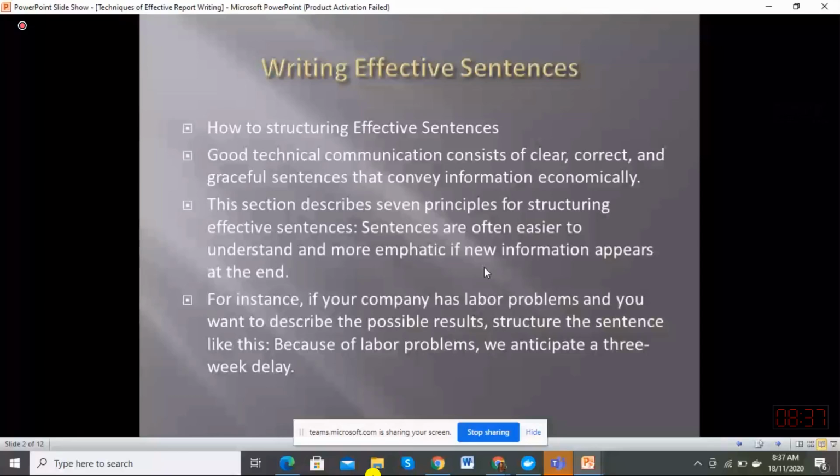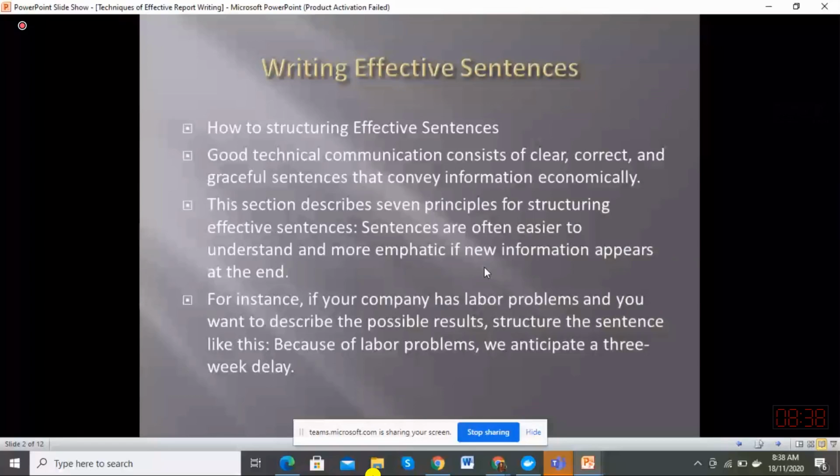Okay, ji. Now what we are going to discuss is how to design effective sentences for our technical report or technical document. Kindly read quickly. Writing effective sentences. How to structure effective sentences. Good technical communication consists of clear, correct, and graceful sentences that convey information economically. This section describes 7 principles for structuring effective sentences. Sentences are often easier to understand and more emphatic if new information appears at the end. For instance, if your company has labor problems and you want to describe the possible results, structure the sentence like this: Because of labor problems, we anticipate a 3-week delay.